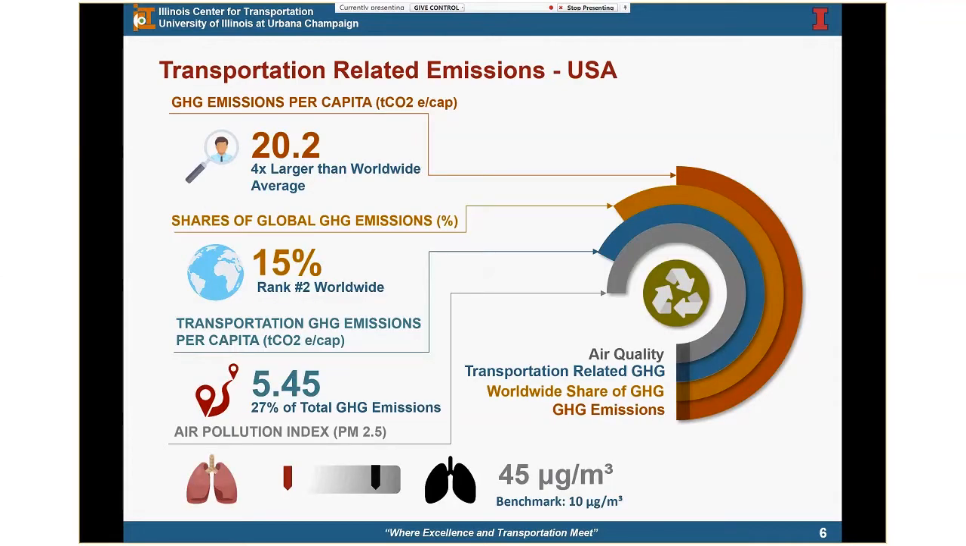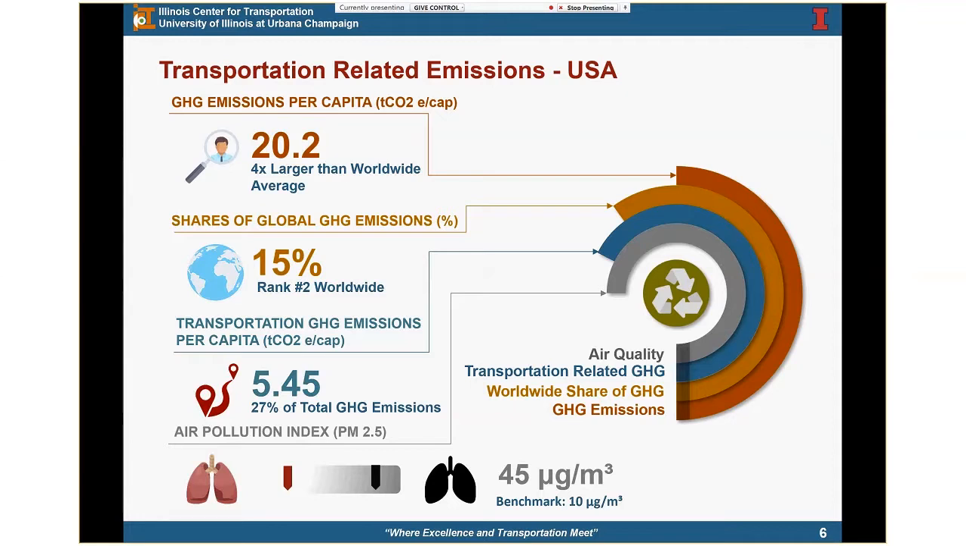Let's have a snapshot at the transportation related emission in the US here. So the greenhouse gases emissions per capita is around 20.2, and that's almost 4 times the average worldwide. Our share in that greenhouse gases as a country now is 15%, which puts us number 2 in the world after China. And the transportation greenhouse gases emission per capita is 5.45, and as I mentioned, we are responsible for almost 27 to 28% of the total greenhouse gases emission.